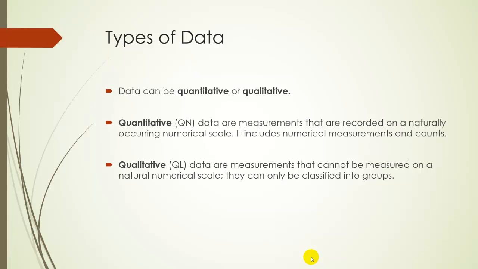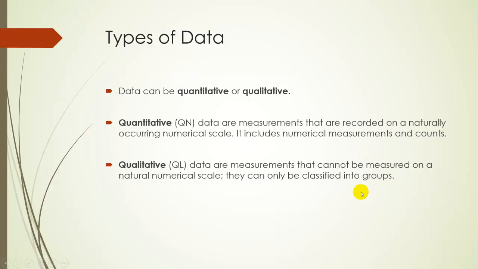Regarding types of data, data can either be quantitative or qualitative. Notice that quantitative starts with quant, like quantity, and qualitative starts with qual, like quality. So quantitative data is just that. It's data that's on a numerical scale, a natural numerical scale. It includes measurements and counts, measures of quantities.